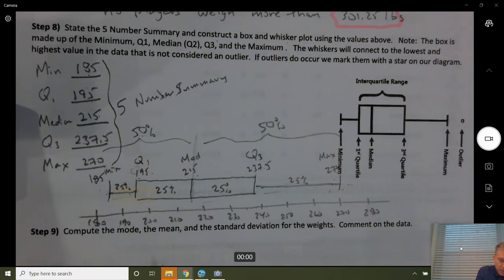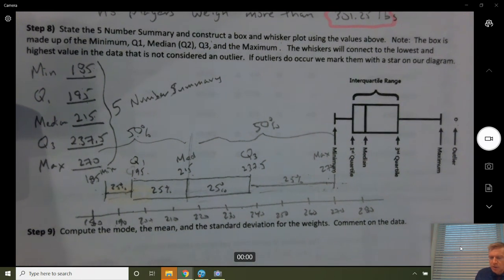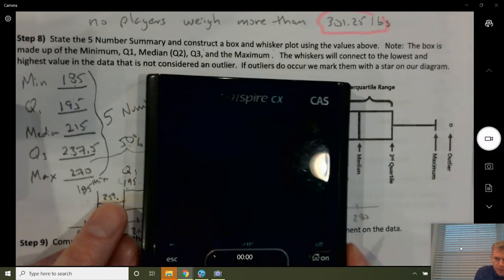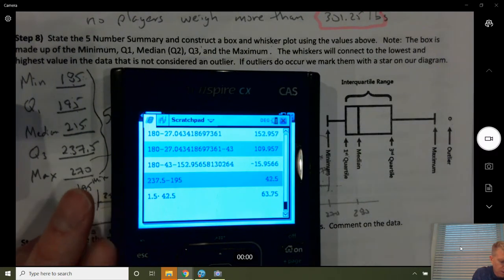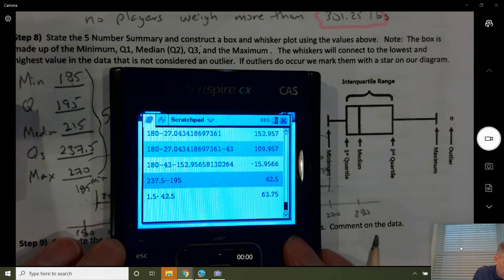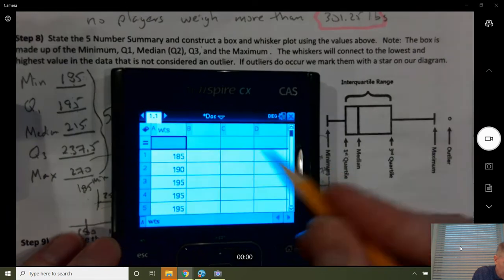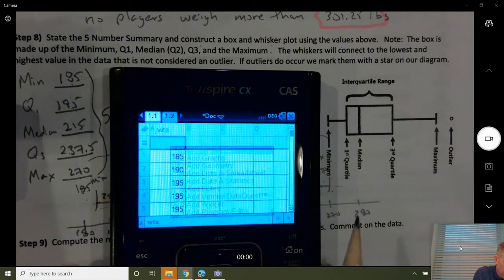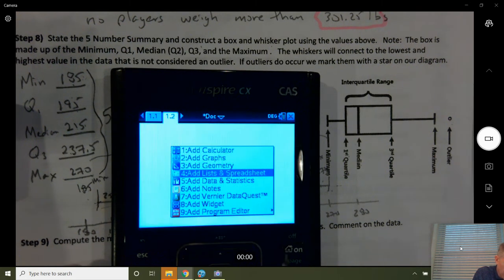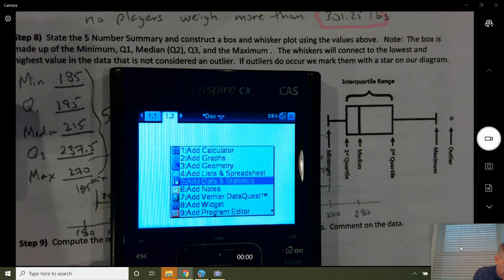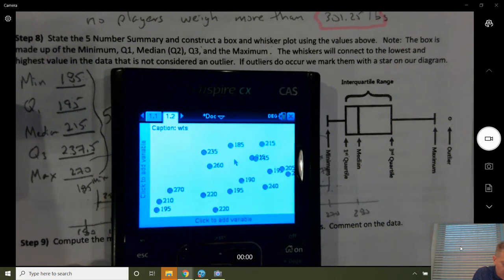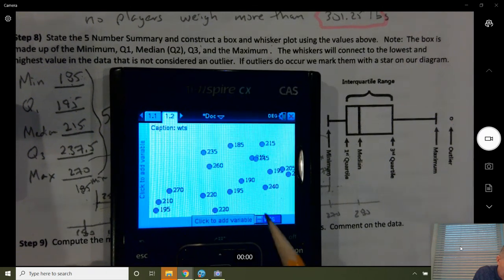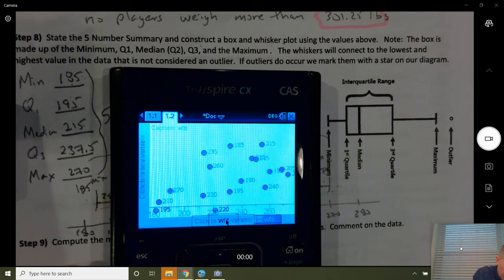So let's calculate some of these things. I'm going to show you how to do this on your calculator and we can compare. Let's go back to current. I'm going to create a new page, Control Add Page, and create data and statistics. Go down to the bottom, click to add variable. All I'm doing is adding our weights. There's weights right there, hit enter.